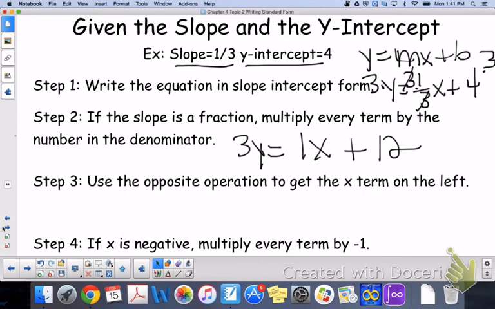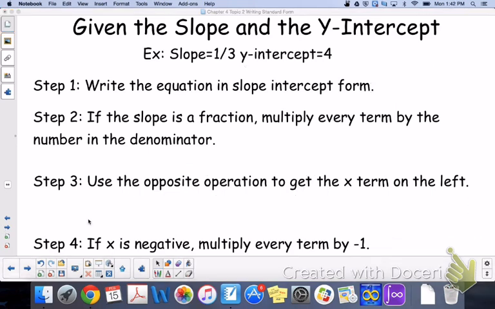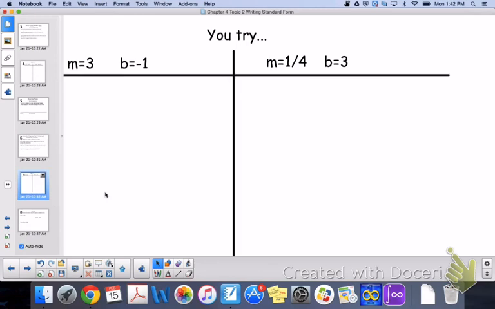Use opposite operation to get the x term to the left, so minus 1x gives me -1x plus 3y equals 12, and if x is negative, multiply every term by -1, so it becomes positive x minus 3y equals -12. And there you go. I believe that that is it. The last slide is a U-try. So there you go. That is it for writing in standard form.